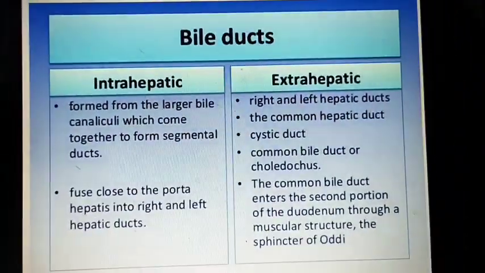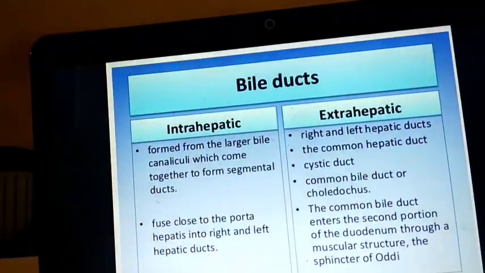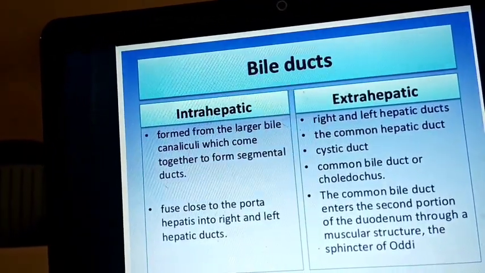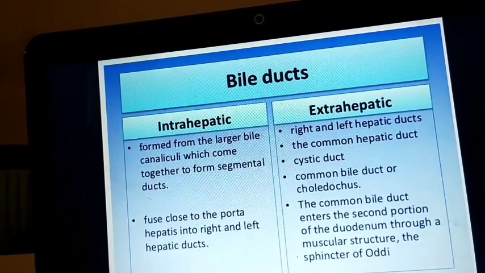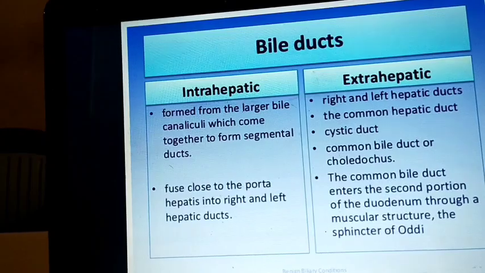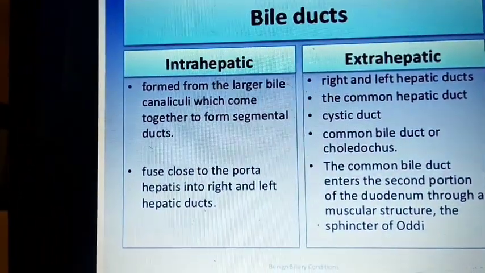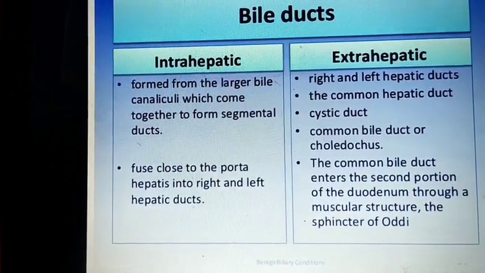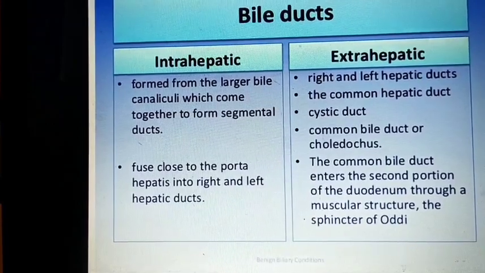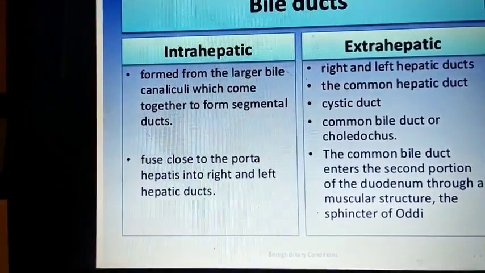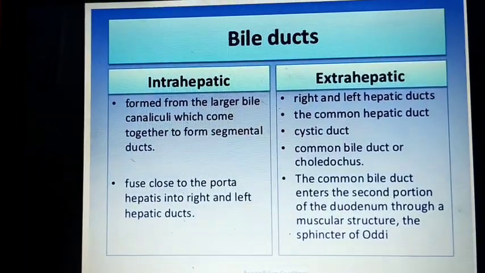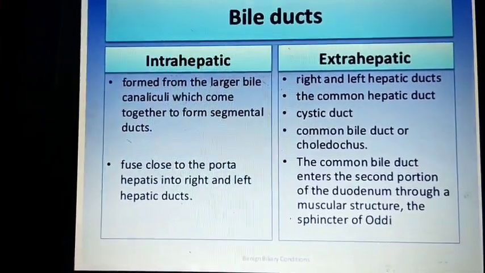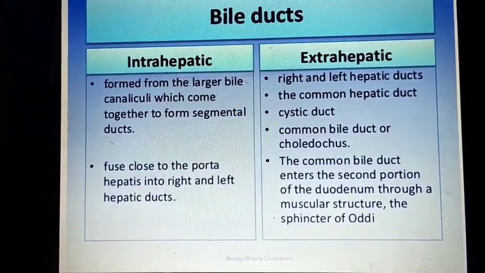And what is the difference between the intrahepatic and extrahepatic? The names only denote it. Intra means within, hepatic means liver, so within the liver. Extrahepatic means outside the liver. The intrahepatic ducts are formed from the large bile canaliculi, which come together to form the segmental duct, and fuse close to the porta hepatis into the right and left hepatic duct. The extrahepatic system starts after the intrahepatic bile ducts, with the right and left hepatic ducts, the major right and left.